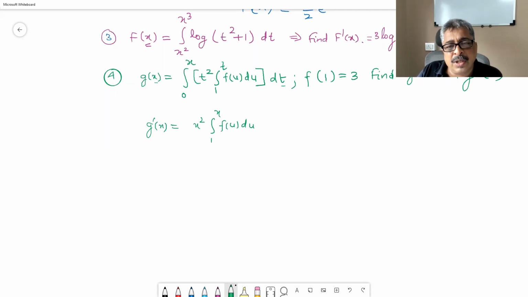Okay. Now, therefore, g dash of 1, if we want to find out, then put x is equal to 1. So 1 into integral from 1 to 1, that is 0.